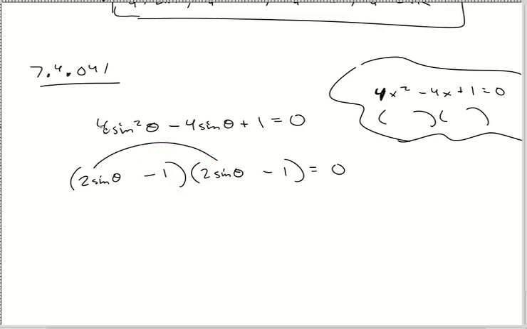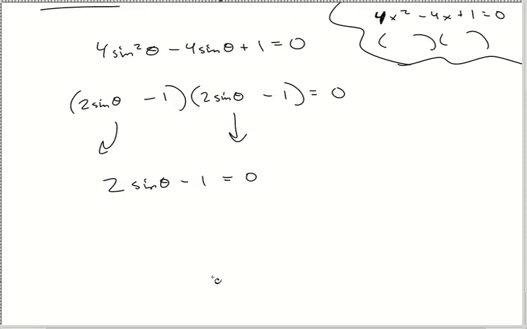2 times 2 is 4. Good. Negative 2 and another negative 2 make a negative 4, and then 2 negatives make a positive 1. Okay? So this is my factored form. Well, notice that they're basically the same thing. You're going to get the same answers twice, so I'm just going to rewrite one of the factors now.